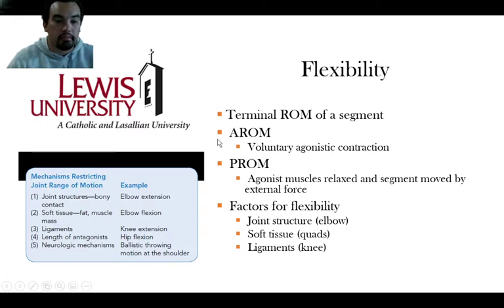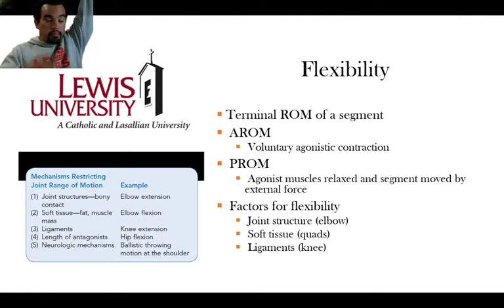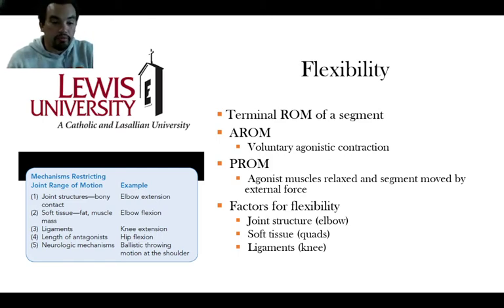So when we look at flexibility, we have to look at what is flexibility, and flexibility is really the terminal range of motion of a segment. Range of motion is then divided into active range of motion and passive range of motion for the most part. An active range of motion is a voluntary agonistic contraction. So if I want to raise my arm and I want to check active range of motion of my shoulder in flexion, that is me just lifting my arm here, right? Passive range of motion would be if someone else lifted my arm, or I used a belt or a pulley to lift my arm up, right? The agonistic muscles are relaxed and the segment is moved by an external force.